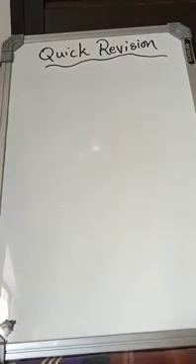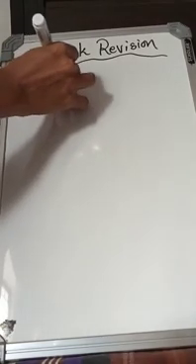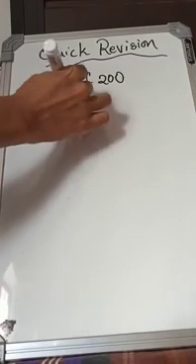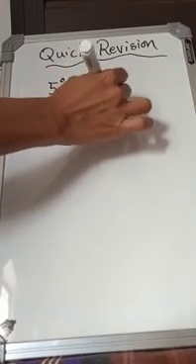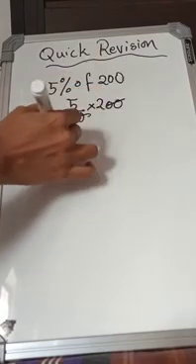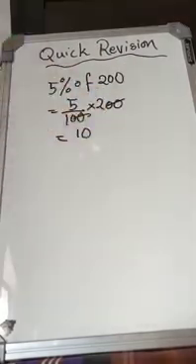Then you learned the given percentage of a number, that is, how will you find 5% of 200? You will write 5 by 100 into 200. Then you will find it out. You will get the answer as 10, right? You learned this.